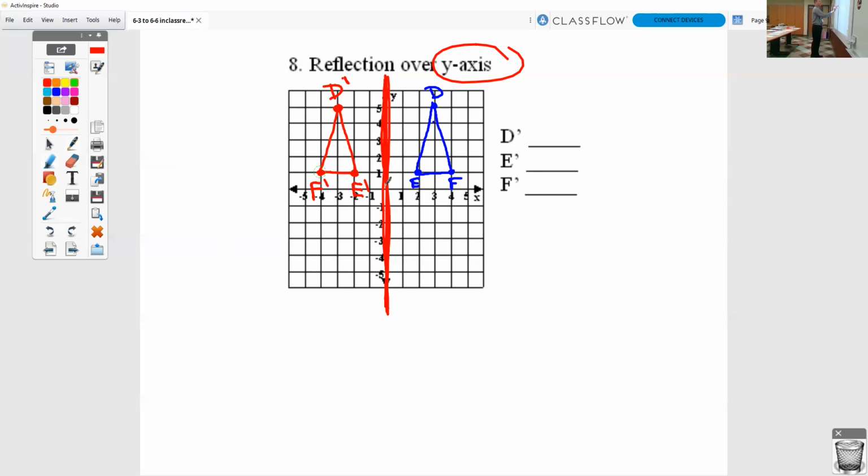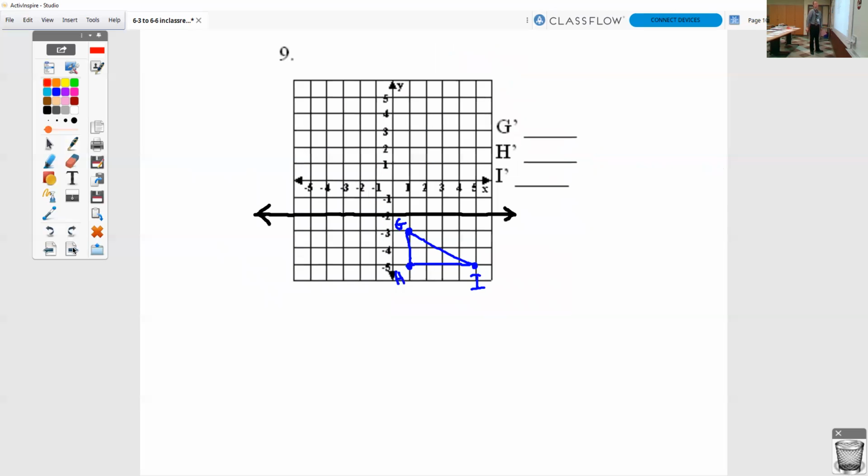When we go to do our coordinates, we always start right in the middle at 0, 0. Over to -3, up to +5. Over to -2, up to +1. And F prime, over to -4, up to +1. So again, reflection is that mirror opposite image.